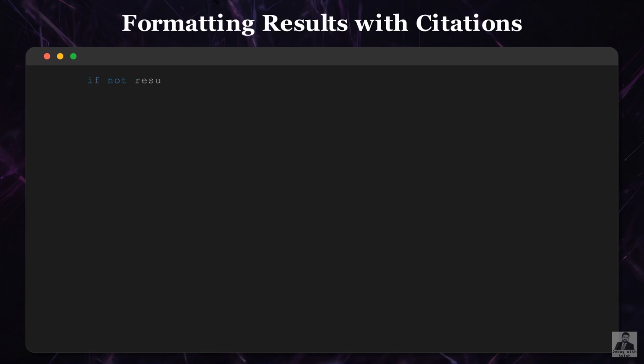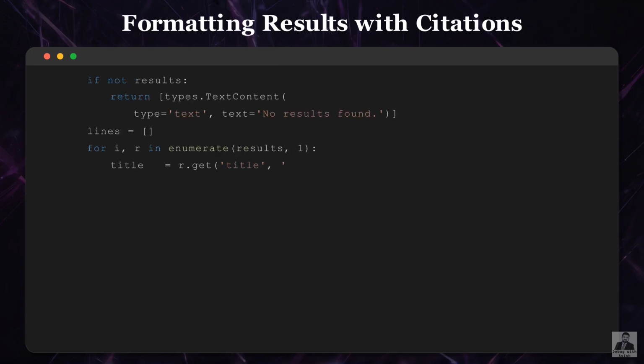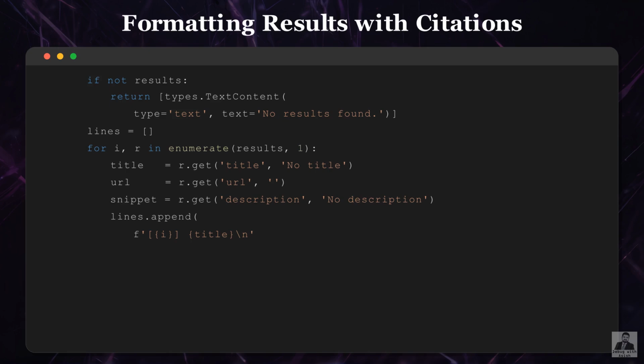We format each result as a numbered citation block. The citation number in square brackets lets the model reference specific sources in its answer. It can say according to source 2 and include the URL. The title gives the model context about what the page is. The snippet is the search engine summary of the page content. Separating results with double new lines makes the structure easy for the model to parse and reason about individually.